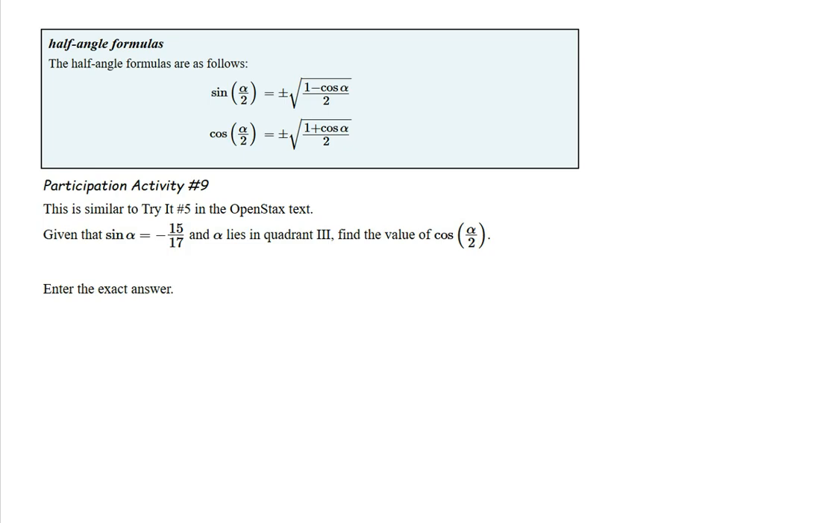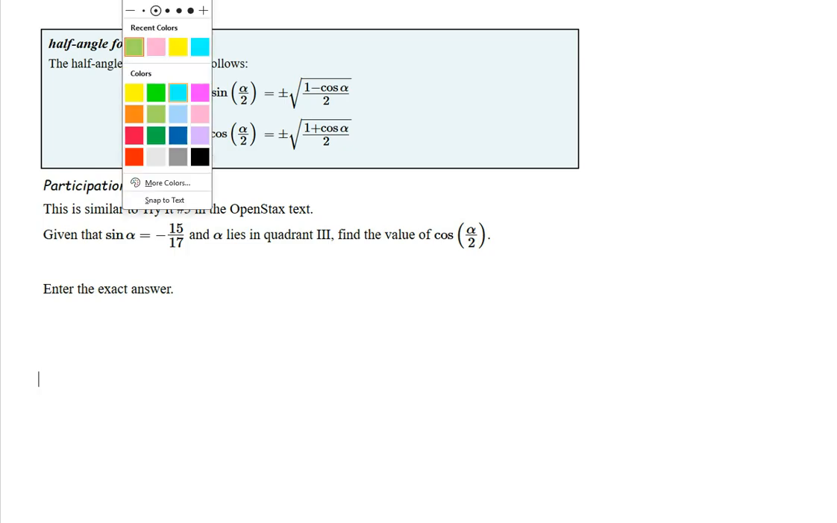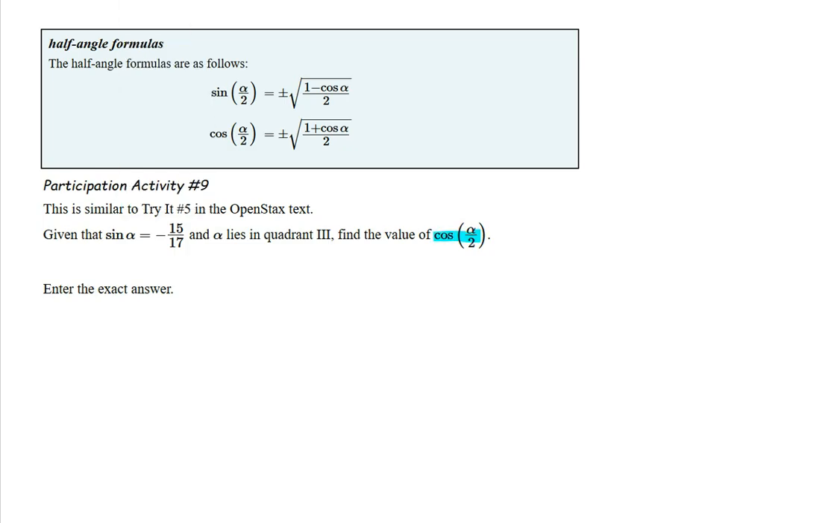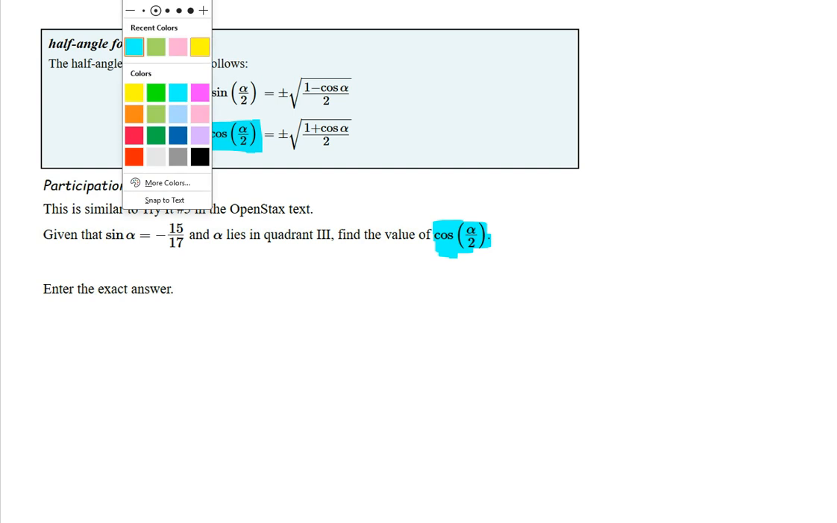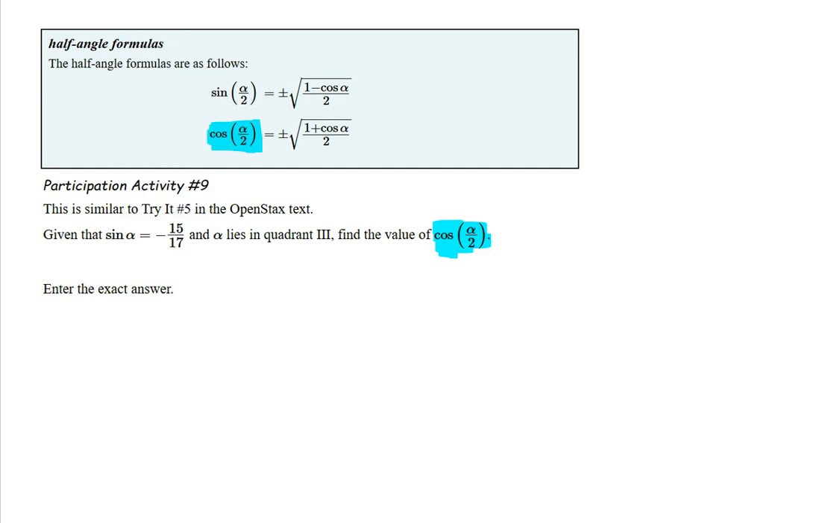Given that the sine of your angle equals negative 15 over 17, and that the angle lies in quadrant 3, find the value of the cosine of the angle over 2. So that's this one right here. And so I need to use this function, or this part of the formula.